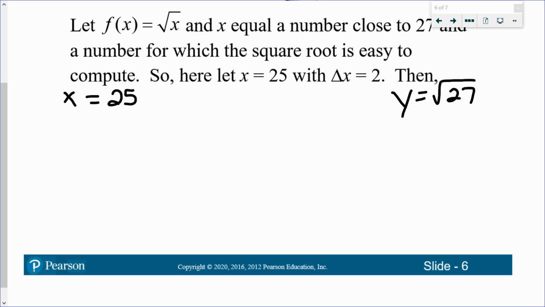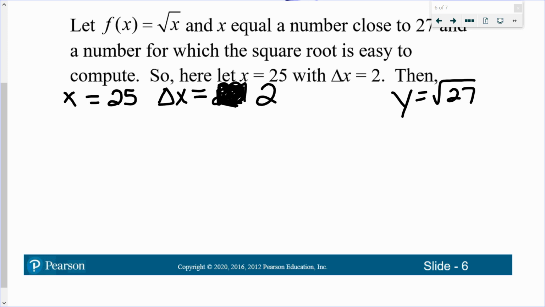Delta x. If we say that x is 25, well, really, the number we were looking at the beginning was 27. So the change in x to go from 25, the square root we know, to 27, oh, sorry, getting ahead of myself, is 2. Delta x is 2, okay?